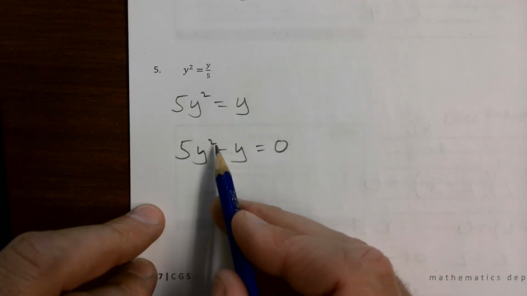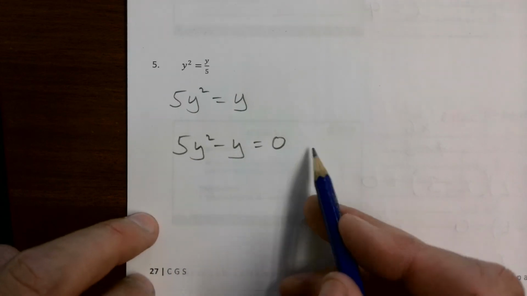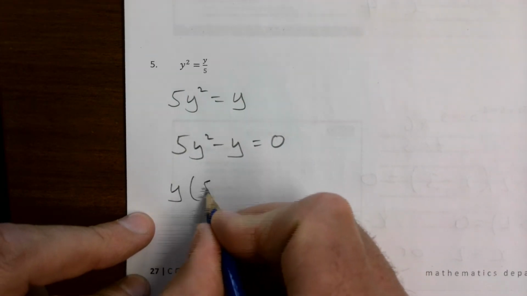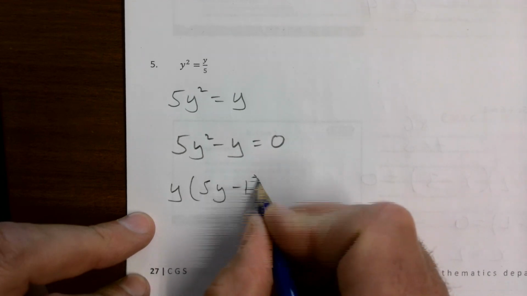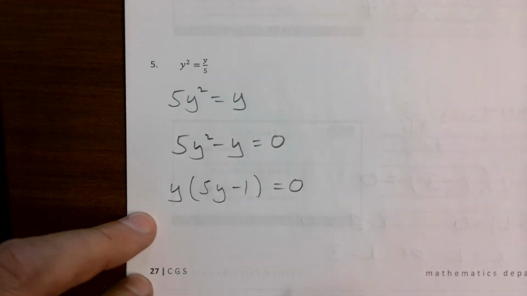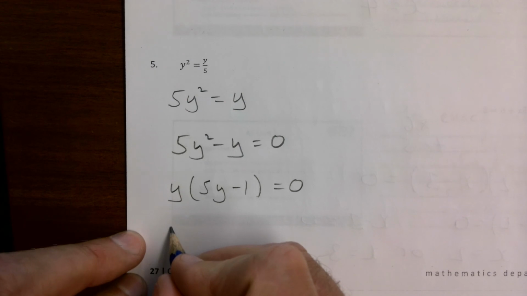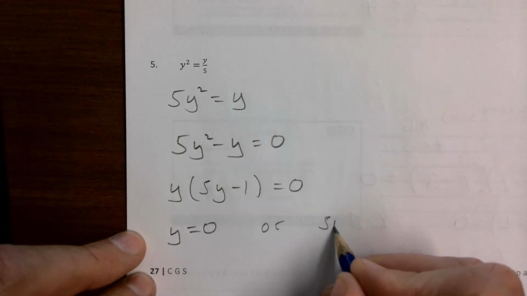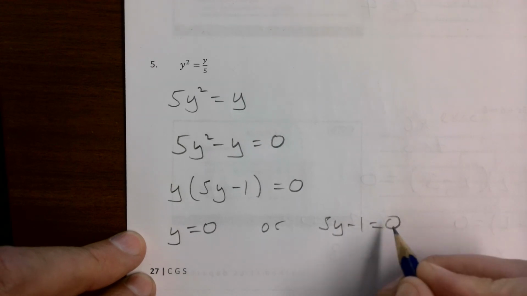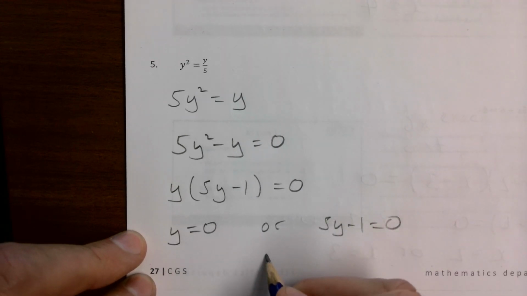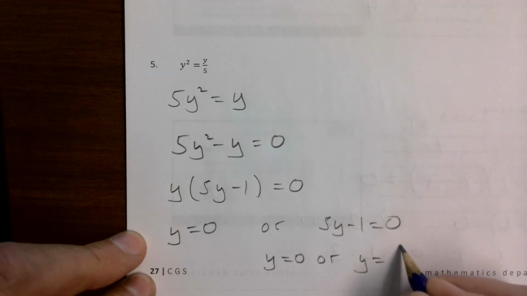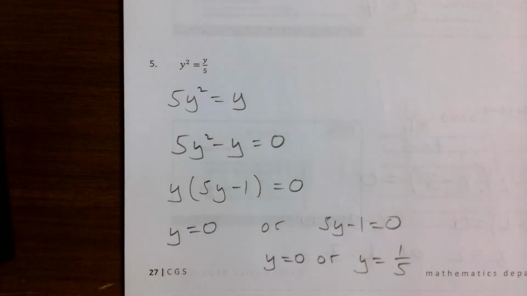I'm then going to factorise this. Again, it is a quadratic because it's a square term, but it's one of those funny ones without the number term. So we can just factorise out a y here. So we have y times 5y minus 1 equals 0. That either means that y equals 0 or 5y minus 1 equals 0. And that gives us then y equals 0 or y equals a fifth.